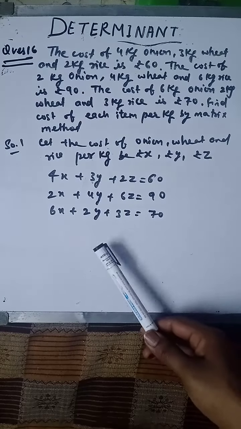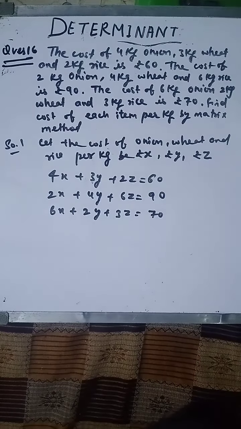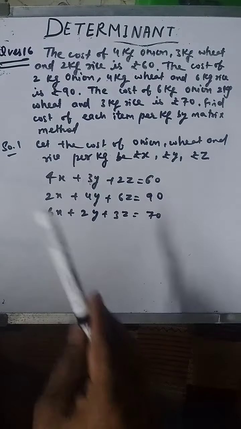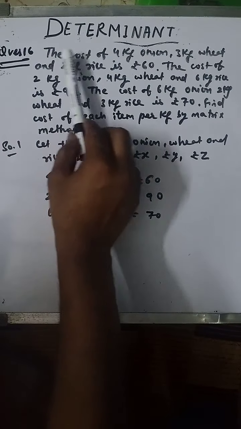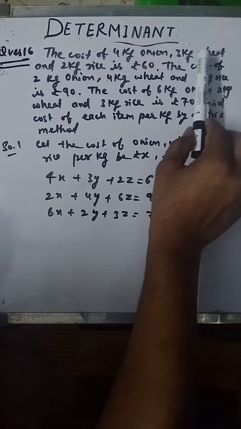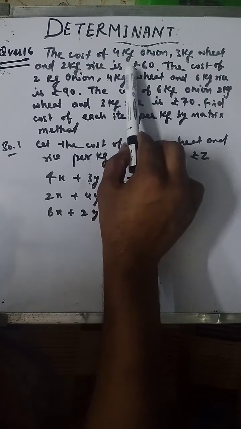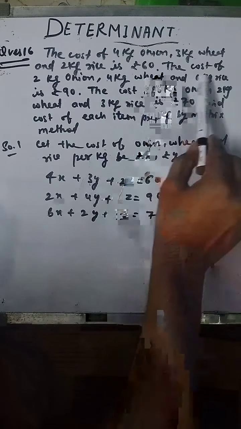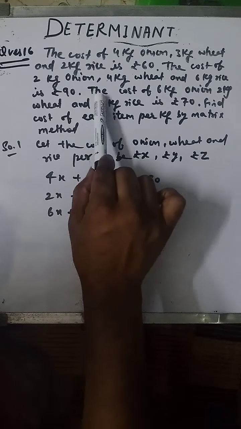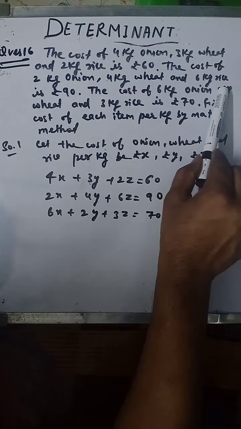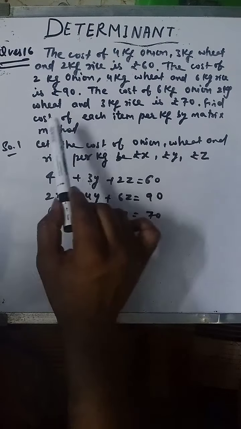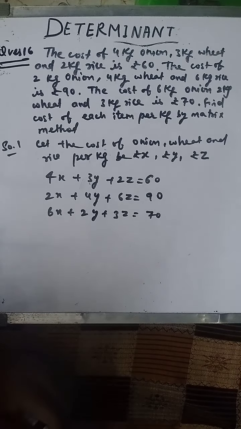This is your question number 16 of your exercise 4.6. So here you have to make the equations. Okay. First, I'm reading this question. The cost of 4 kg onion, 3 kg wheat and 2 kg rice is rupees 60. The cost of 2 kg onion, 4 kg wheat and 6 kg rice is rupees 90. The cost of 6 kg onion, 2 kg wheat and 3 kg rice is rupees 70. Find the cost of each item per kg by matrix method.